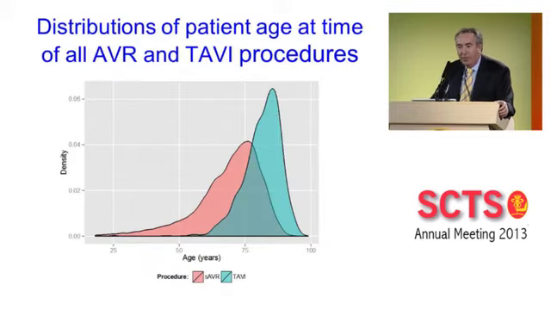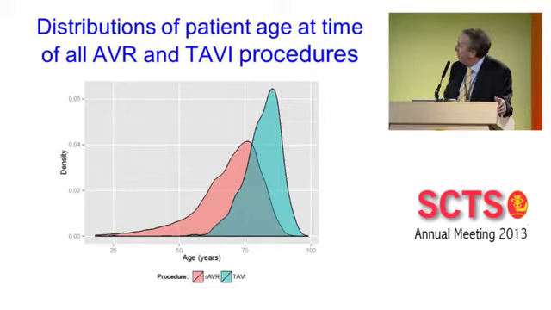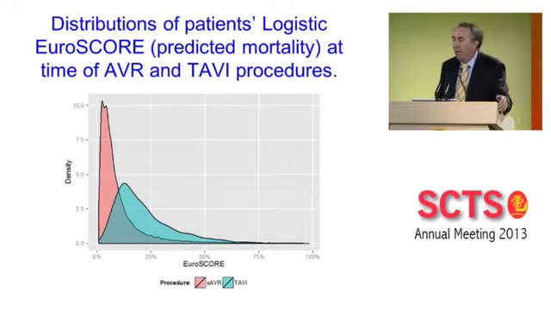Looking at the distribution of patient age, you see the TAVI population is older, but there's really quite a large overlap between these two distributions. And similarly, looking at the logistic Euroscore, which I'd perhaps like to reflect the prevalence of comorbidities rather than calling it a risk score in these patients. But again, still a big overlap, although obviously a much higher median number in the TAVI population.